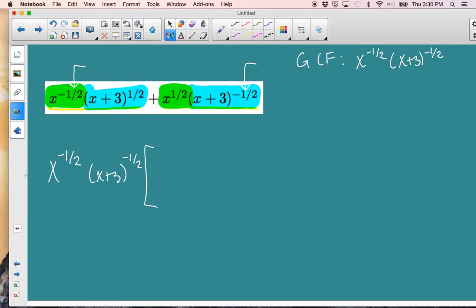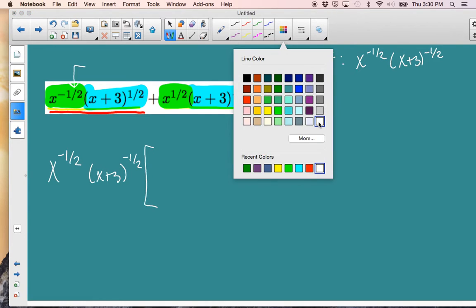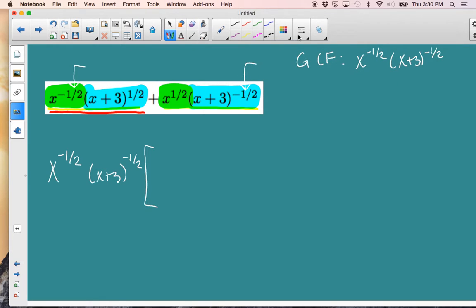Now when I factor that out, I have to think, okay, what's left from this first term? Well, I've got nothing left from x to the negative 1/2, so that's just 1. Then x plus 3 to the 1/2. When I factor x plus 3 to the negative 1/2 out, I know that when I multiply these, I would add my exponents. So negative 1/2 plus 2/2 would give me 1/2. That's what's going to give me this back. So that's what's left over from my first term.